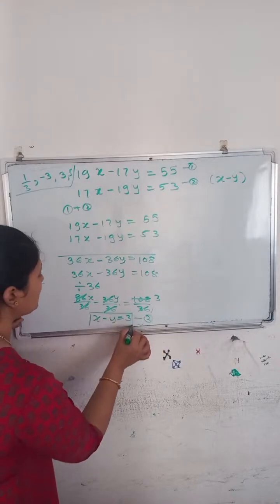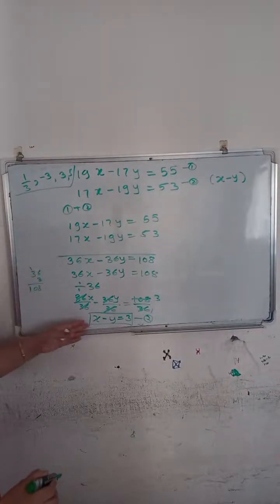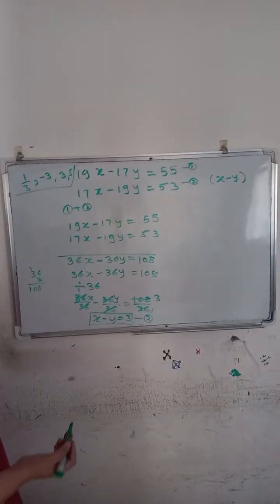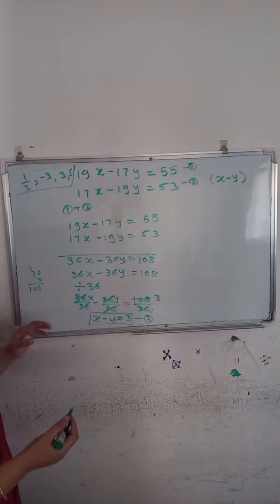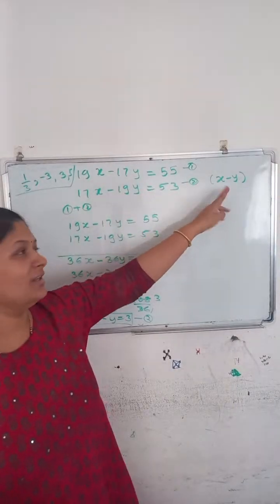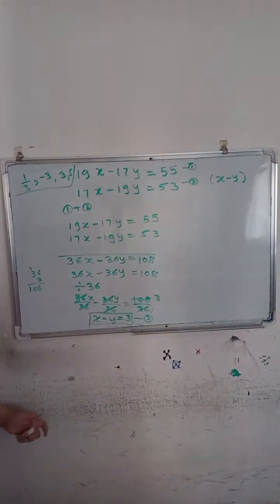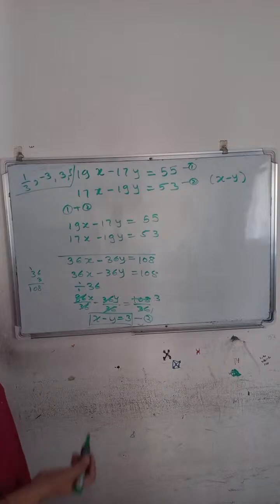So one equation I got. See, just by adding these equations I got the simplest equation. Now, they are asking only for the value of x minus y. So I got the answer: x minus y is equal to 3. Getting? So option C is the correct option.